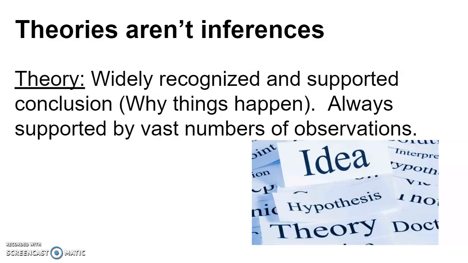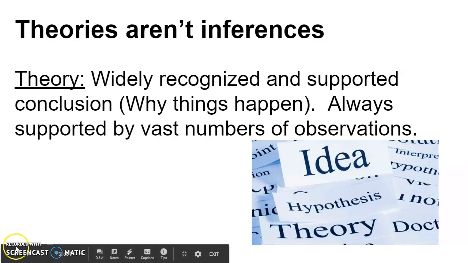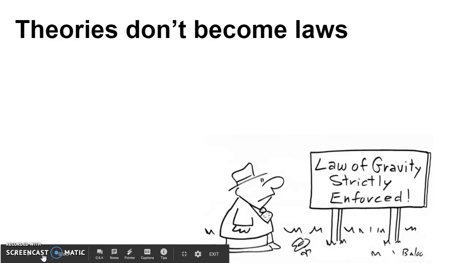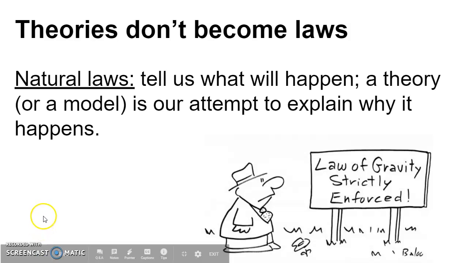Also supported by a vast number of people within the scientific community. And it's also going to be supported by a lot of data as well. That's kind of a key thing. And it's always going to explain why specific things are happening or occurring. Okay, and the last thing is theories don't become laws. What a natural law is, it tells us what will happen, where a theory or a model is our attempt to explain why it happens.